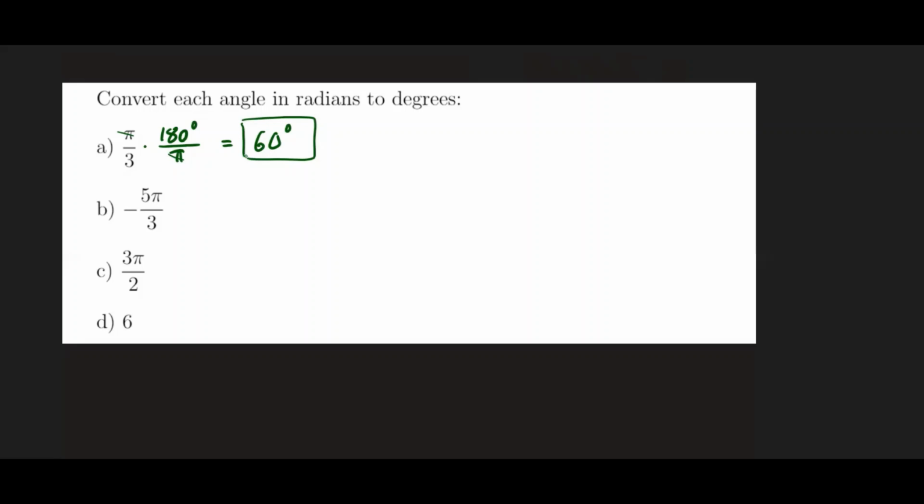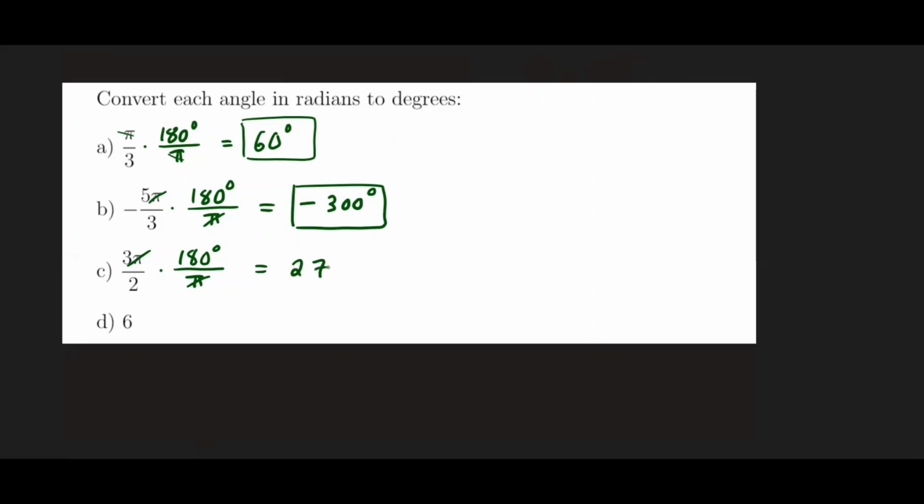And the next one, negative 5 pi over 3, we do the same thing. We do 180 degrees over pi, and then simplify the numbers. So again, I can cancel out the pi's, and then 5 times 180 divided by 3 would give me 300. So it's negative 300 degrees. And the next one, we do the same thing. We multiply with 180 degrees over pi. So again, the pi's will cancel out. So we have 180 times 3 divided by 2. That would give us 270 degrees.